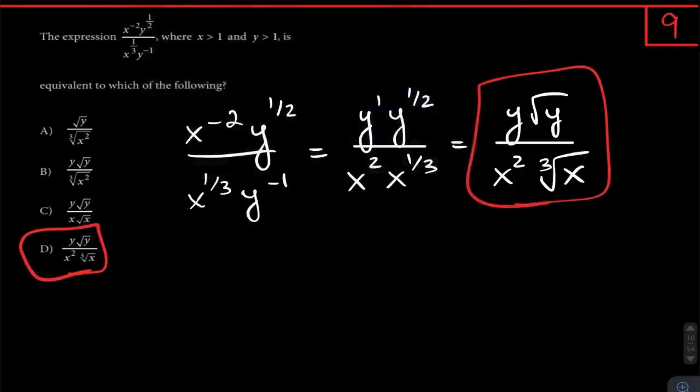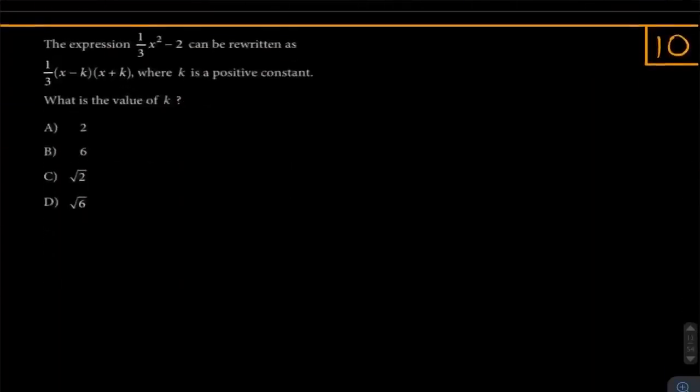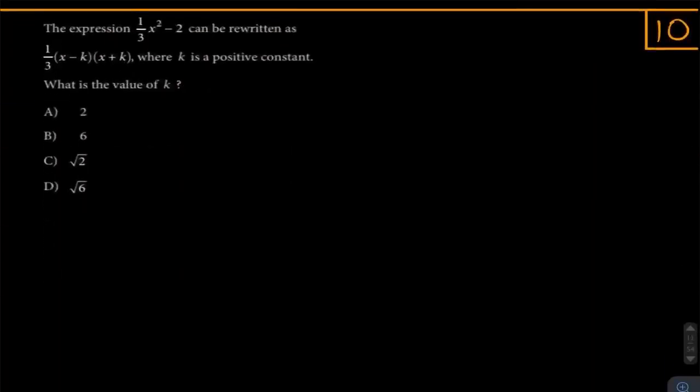Awesome. So really, that's all you've got to do when worrying about negative exponents. Problem 10. This one can definitely trip a lot of people up. You end up looking through this, and you see the expression 1/3 times x squared minus 2 can be rewritten as this thing, where k is a positive constant. What's the value of k? So you're looking for this.